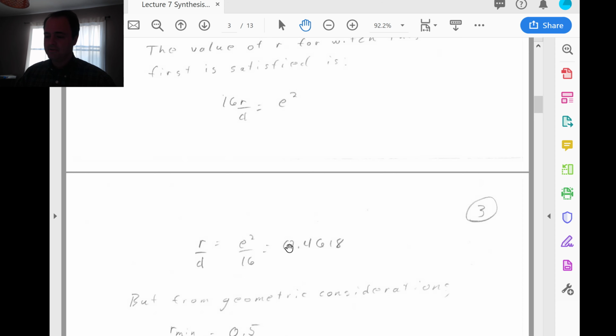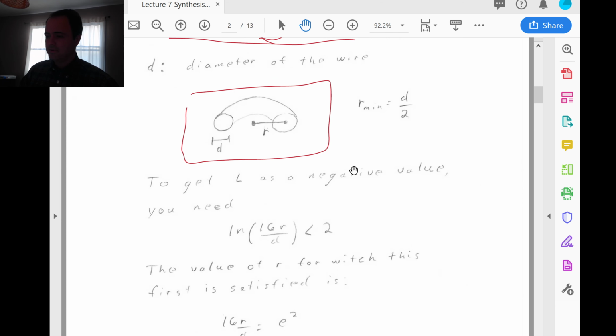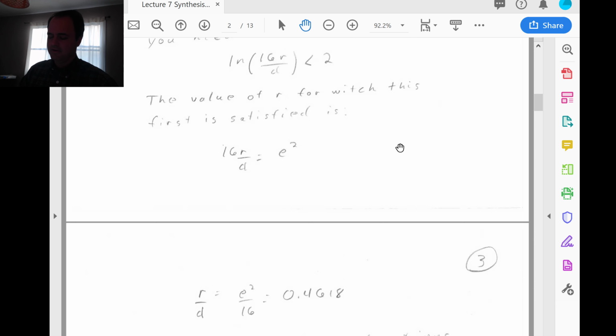R over d has to be equal to 0.4618, or r is 0.4618 times d. All right. However, going back up here, the smallest we can have for r is 0.5d. It can't be smaller. And 0.4618d is smaller than 0.5d.